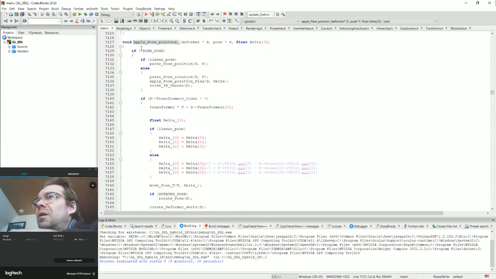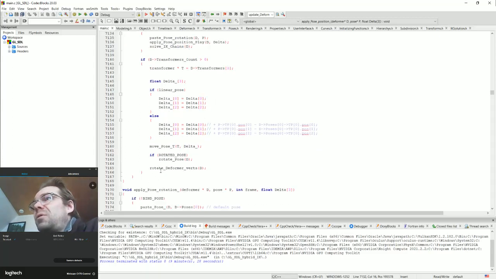And here we see the first statement, it needs to be not in bind pose, it needs to be in animatable mode. And here we see if it's linear pose, then it simply pastes those pre-calculated, pre-interpolated transformers, and then it rotates those transformers that affect vertices, and it becomes rotated. And before, it becomes moved.